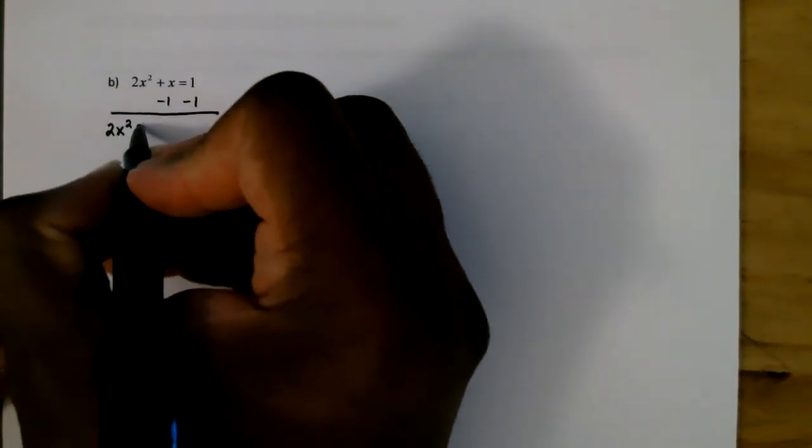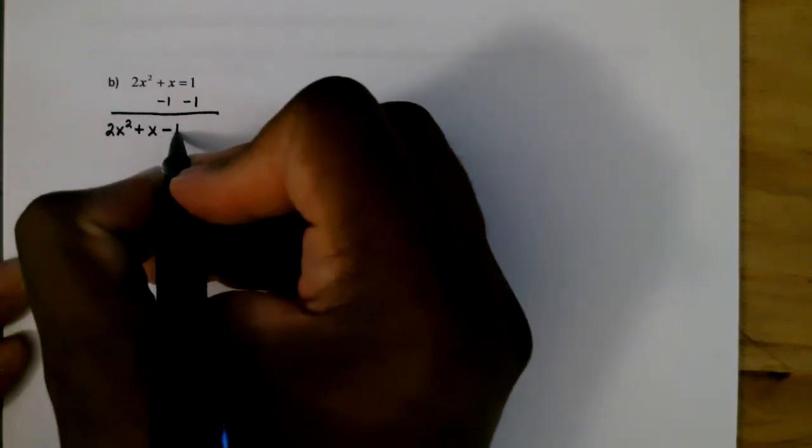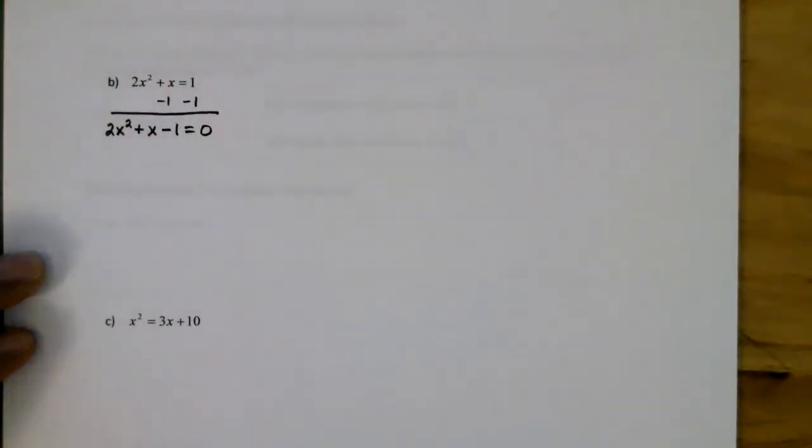Here's another example. 2x squared plus x equals 1. And here I want to solve this equation by factoring. Okay. So the first thing I need to do here is write the equation in general form, meaning I need a 0 on this side of the equation. And to do that, I need to subtract 1 on both sides. So that means I'm going to have on the left side 2x squared plus x minus 1. And that's equal to 0.